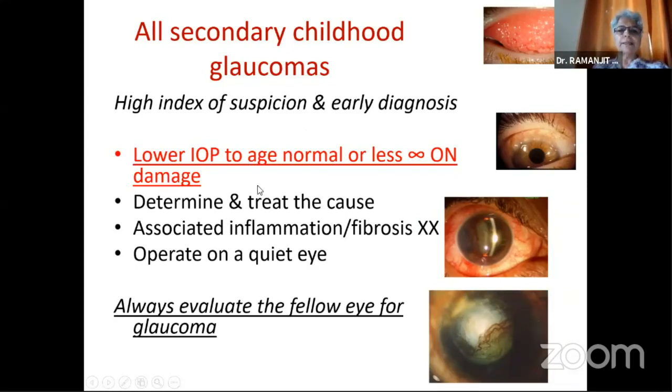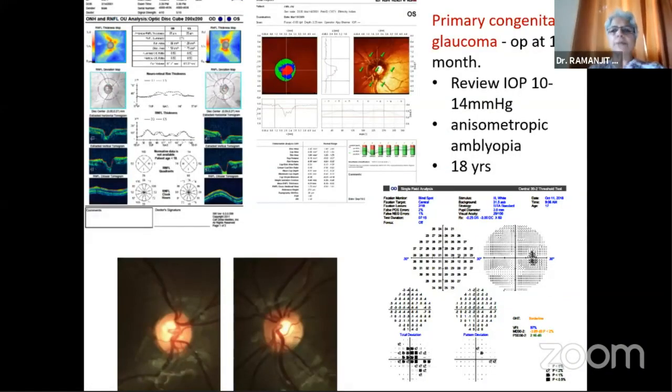So if you find that the medication is not allowing you to reach the requisite IOP, you must control the inflammation, think about the fibrosis that has already occurred in an eye like a traumatic eye, and operate only on a quiet eye. Lower the IOP, as I keep saying, to the age normal, and if the optic nerve is significantly damaged, to lower than the age normal. Always evaluate the fellow eye for glaucoma, because secondary glaucomas occur in eyes that are predisposed.